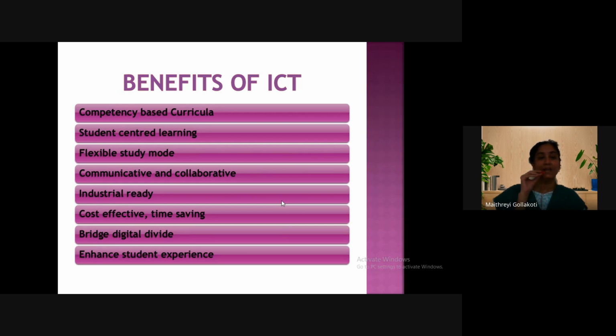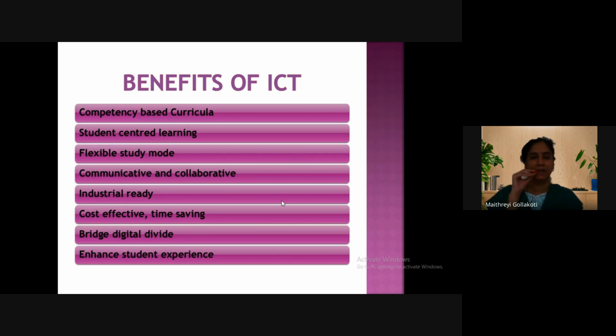Okay, next, it is very cost effective and time saving. ICT tools are a one time investment. The material is costly, I agree, but once you have the material ready, it can be used for many, many years. So it is just one time investment. Once the setup is done in the college or any institution, definitely it will benefit generations of students. So that is why it is cost effective, and it is time saving also. In very little time, you can explain a very difficult concept very easily through ICT.